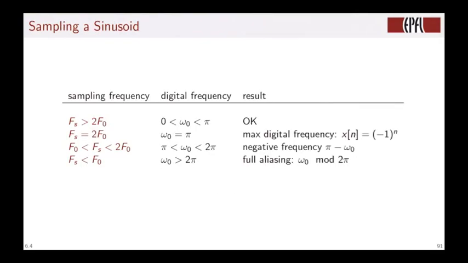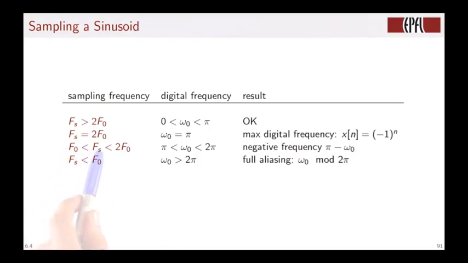Now we are going to sample this sinusoid. When the sampling frequency fs is bigger than 2 f0, so f0 is the maximum frequency in a sinusoid, that's a good case, when we sample above the Nyquist frequency. Then the digital frequency omega naught is between 0 and pi, everything is okay. When fs is exactly equal to 2 f0, then omega naught is equal to pi, and the signal x[n] is simply (-1)^n. So that's the maximal digital frequency that we are going to see.